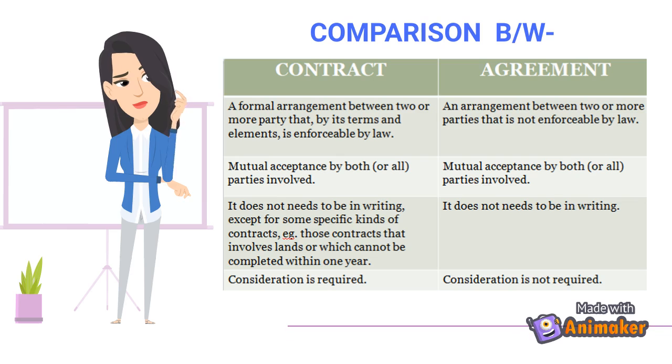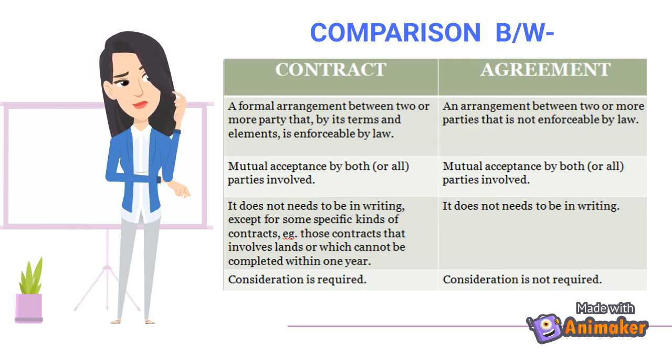Let's compare a contract and an agreement. First, a contract is a formal arrangement between two or more parties that is enforceable by law. On the other hand, an agreement is an arrangement between two or more parties that is not enforceable by law. Second, for a contract as well as for an agreement, mutual acceptance by both, or all, parties is necessary.